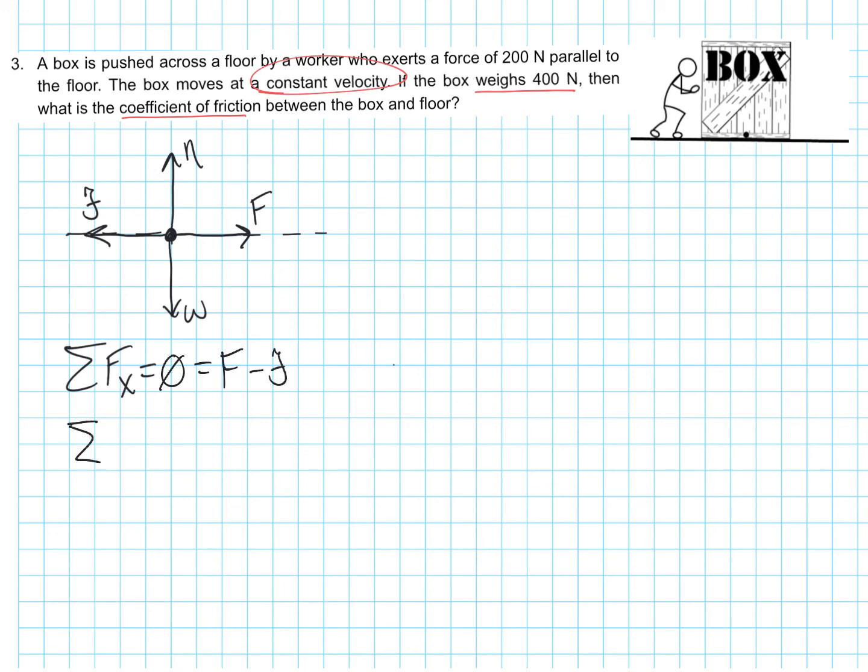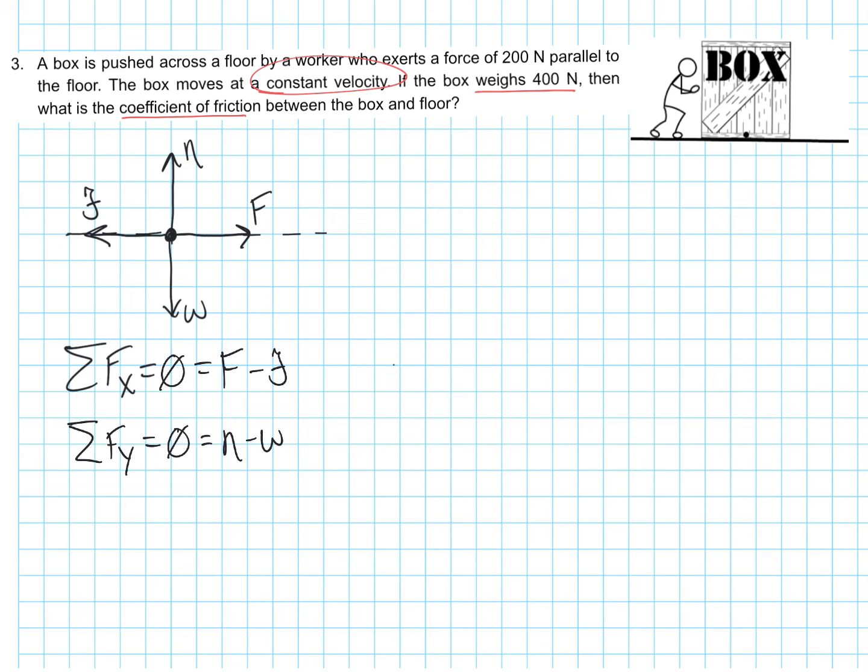And then I'll sum up the forces in the y direction. That equals, well, it's not changing speed in the up and down direction. It's staying in the same horizontal direction, so nothing there. And that's equal to all the forces up minus all the forces down. That would be the normal force minus the weight. All right, so that's easy enough.